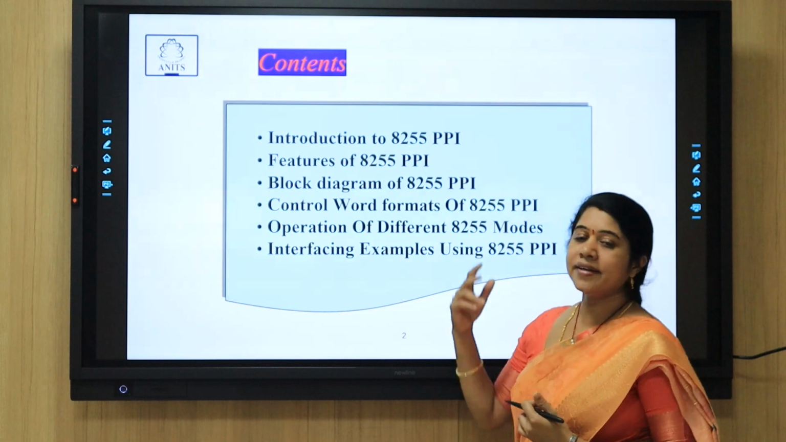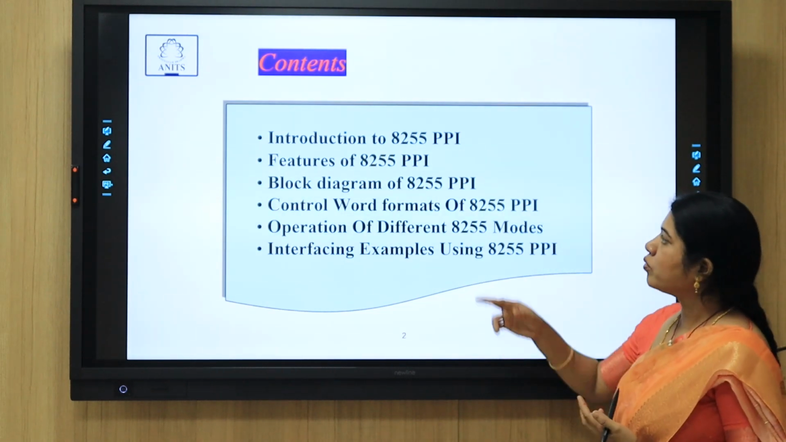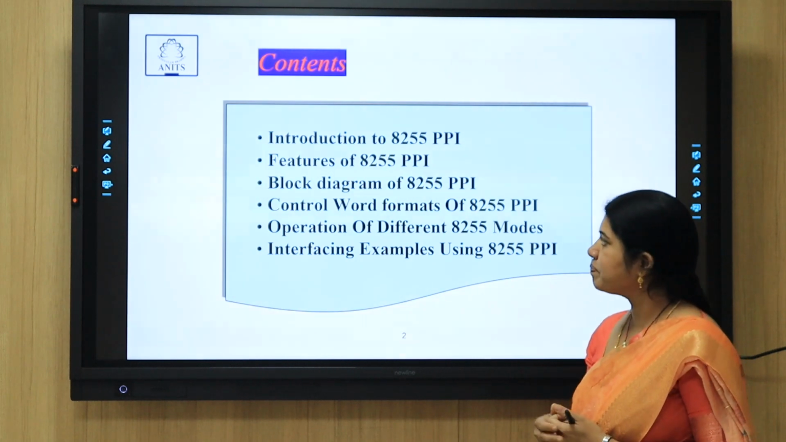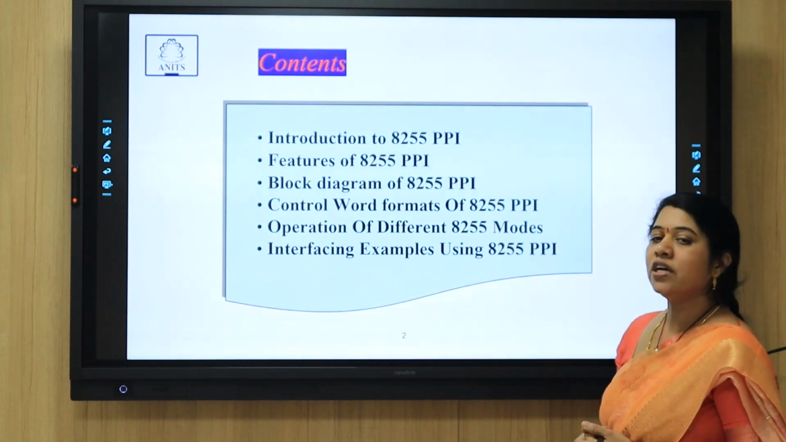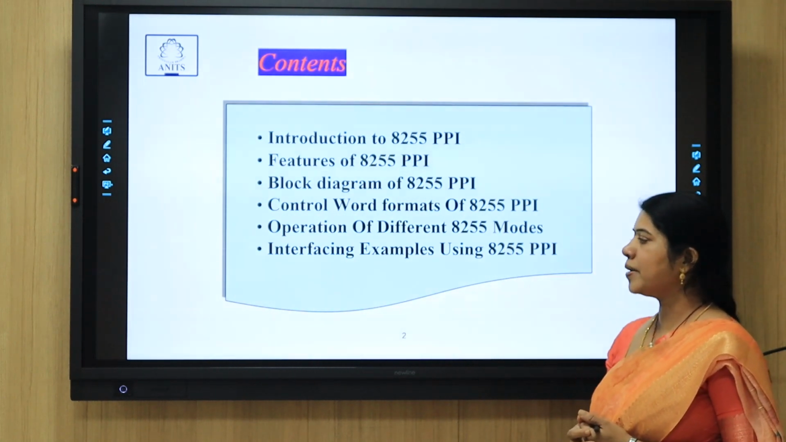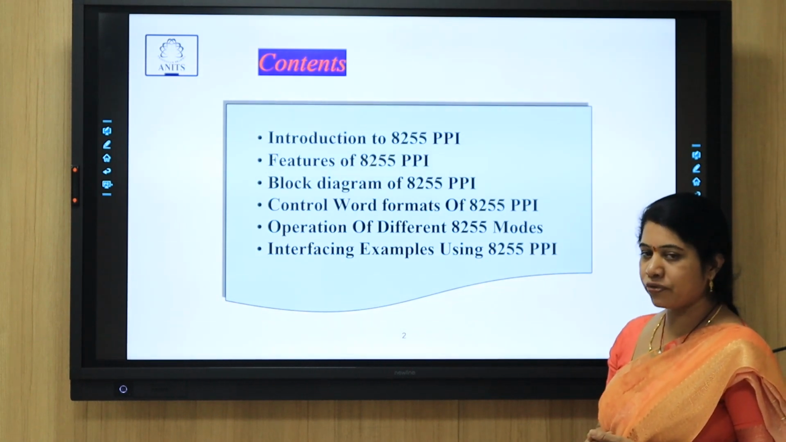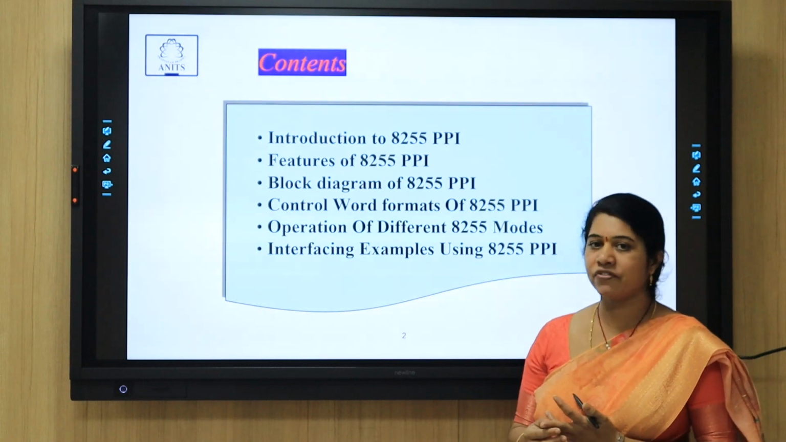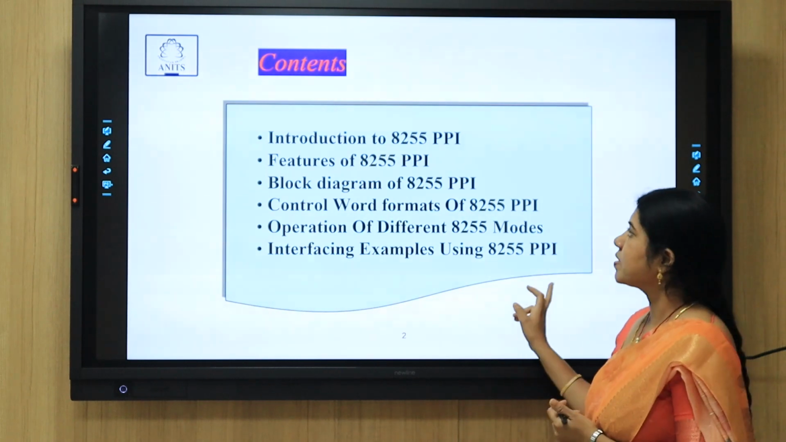Coming to the contents of today's lecture, I am going to discuss the introduction to 8255, features of the 8255 PPI, block diagram of the 8255 PPI, control formats of the 8255 PPI, the different operating modes of the 8255 PPI, and how the 8255 is interfaced with the 8085 microprocessor with an example.